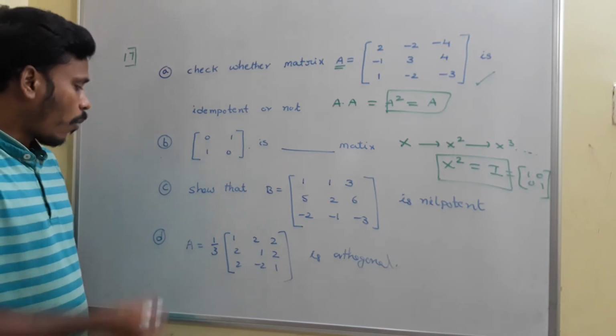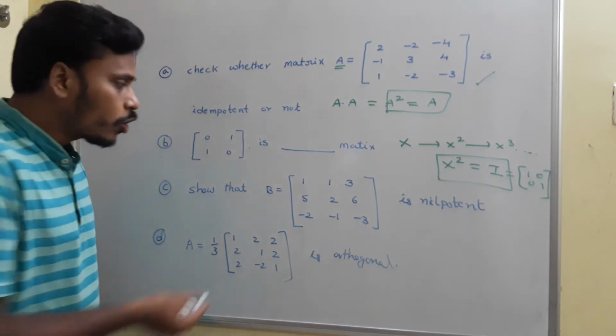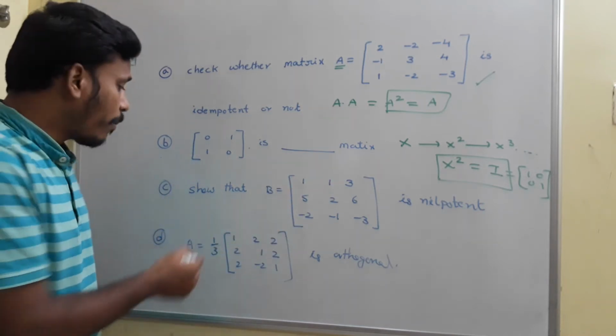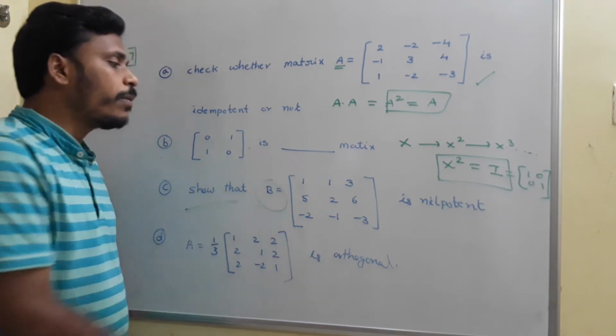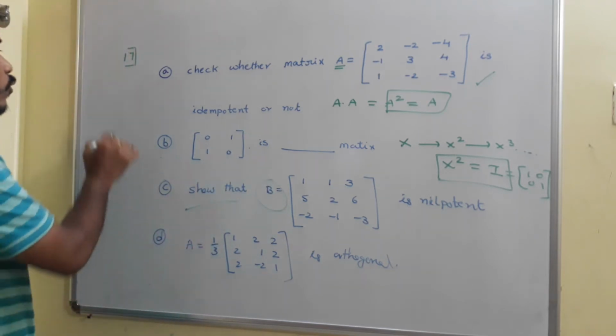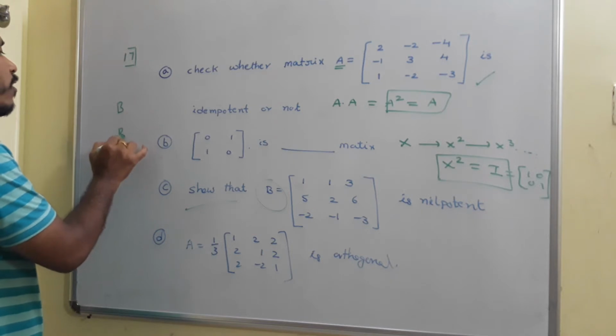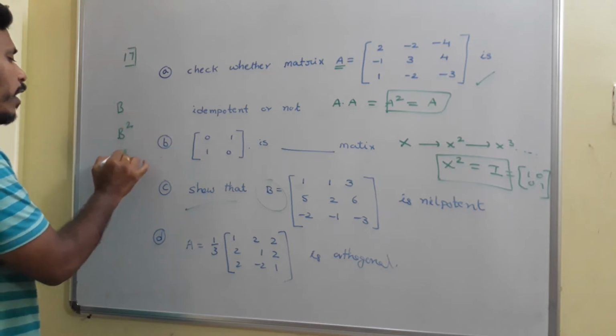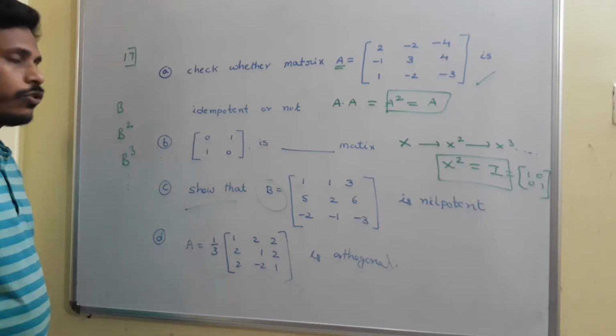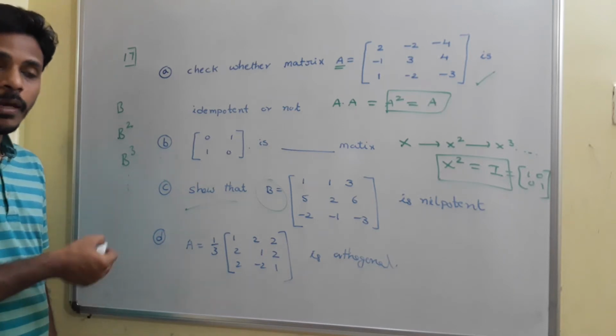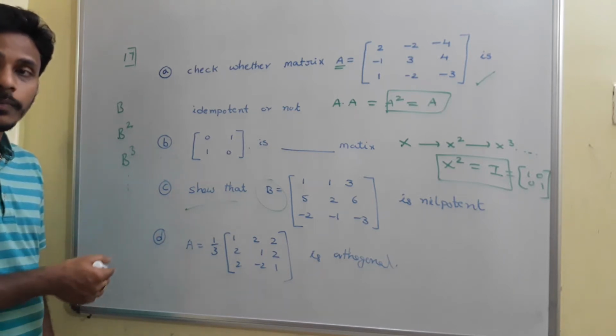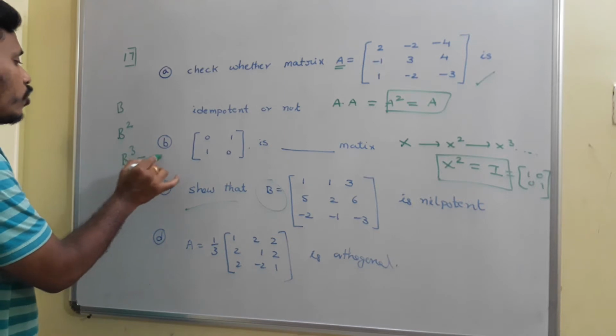Whereas coming to part C, we need to show it is nilpotent. Since they mentioned to show that this B matrix is nilpotent, first of all you start with B and then find B square and then find B cube. Like that you continue. After a certain stage, maybe after 3 steps or after 4 steps, you will get the result as a 0 matrix.